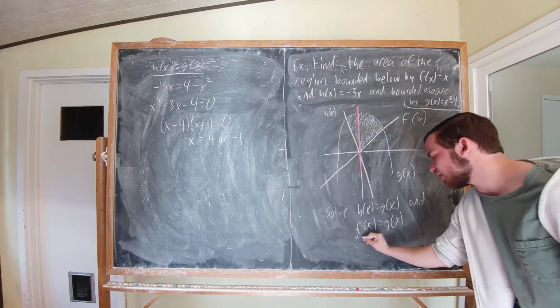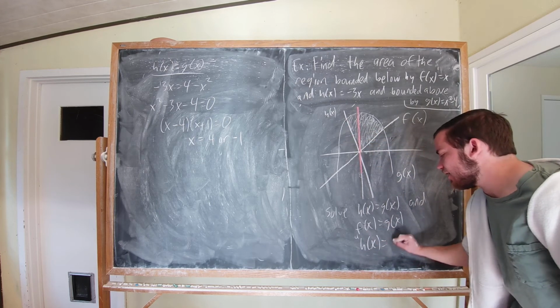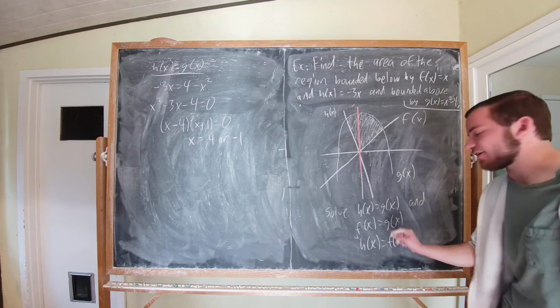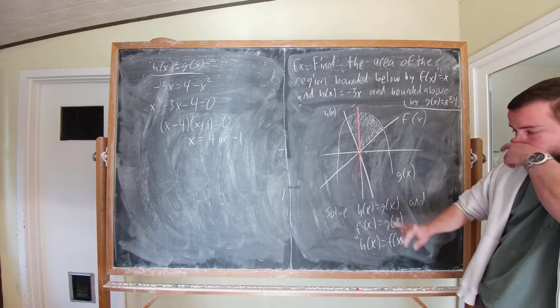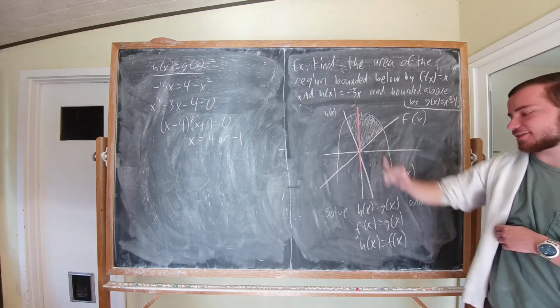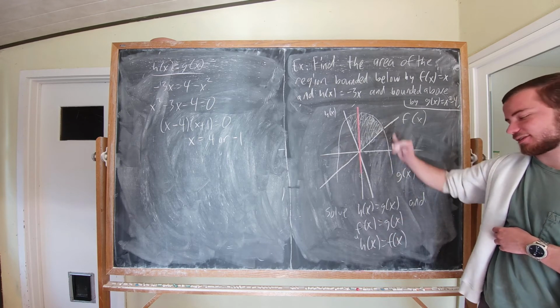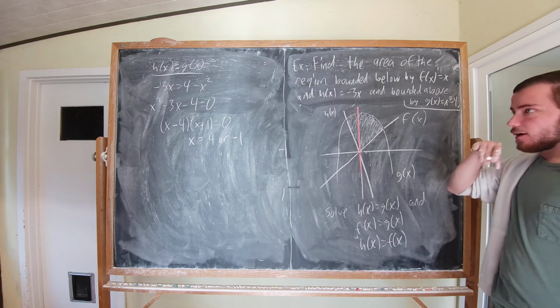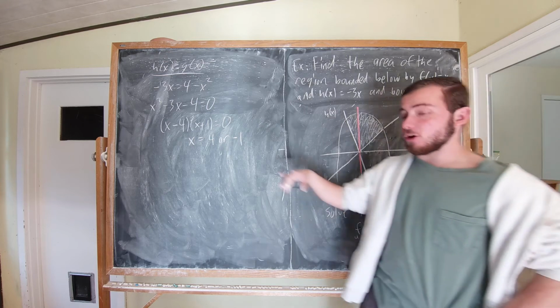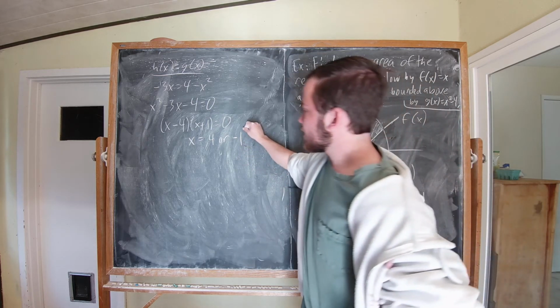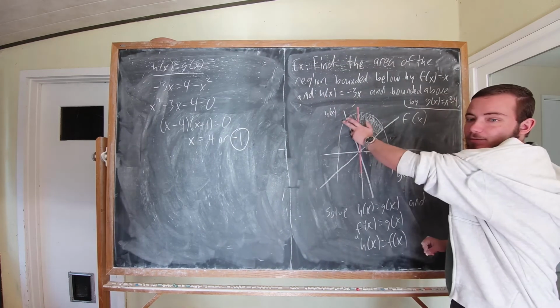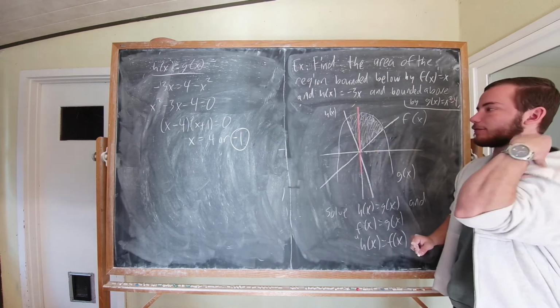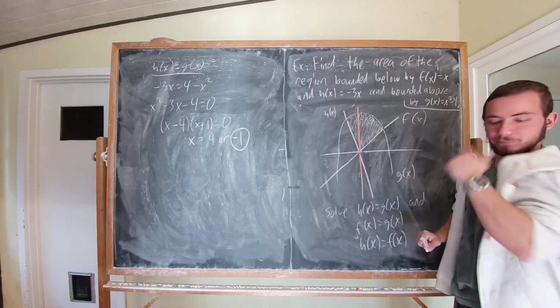Oh, sorry, we need one more. We need h of x equals f of x. We need all three of the pairs. Sorry, h of x equals g of x will give us this, f of x equals g of x will give us this, h of x equals f of x will give us that. That's all we need. Alright, so x equals 4 or negative 1. Clearly, it's the negative 1 we're working for, since we're working with something to the left of the y-axis.